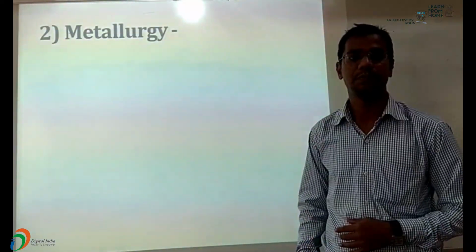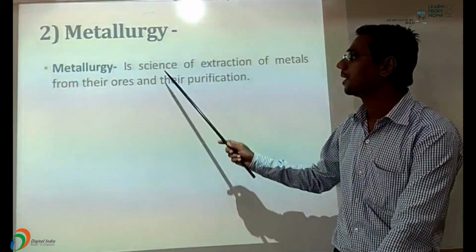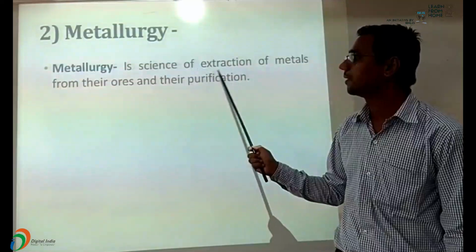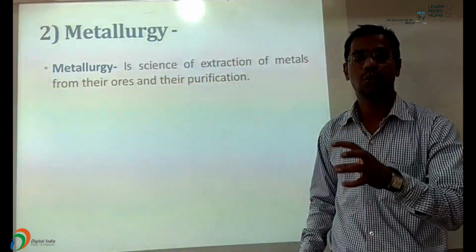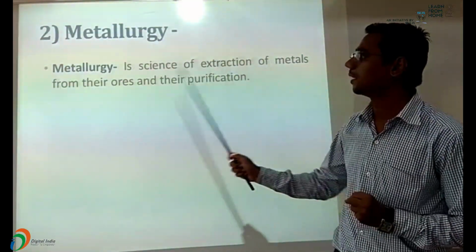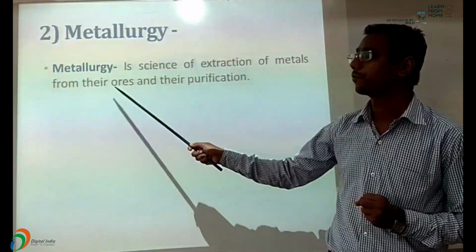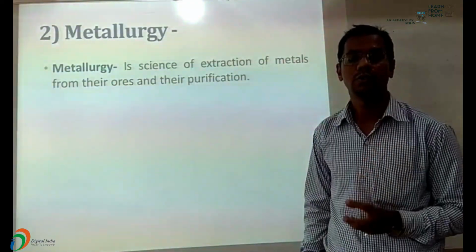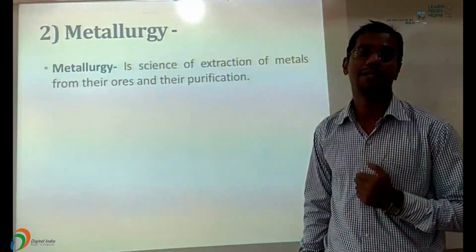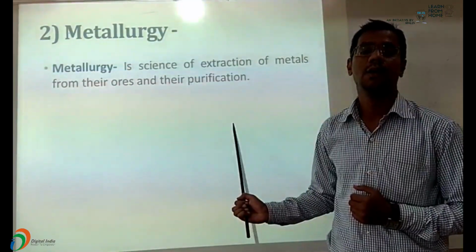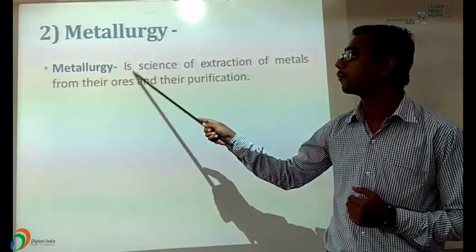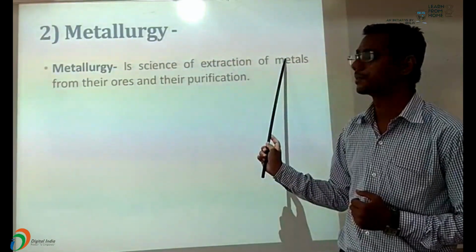Next, metallurgy. What is meant by metallurgy? Metallurgy is the science of extraction of metal. What is meant by extraction? Extraction means to obtain. So how can we obtain metals? From their ores. What is meant by ores? Ores are metals combined with other elements, like we already discussed, metals combined with oxide or sulfide. When they combine, they form ores, and from these ores we want to obtain metals.